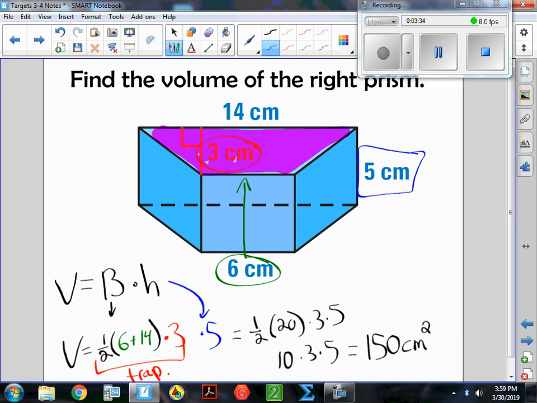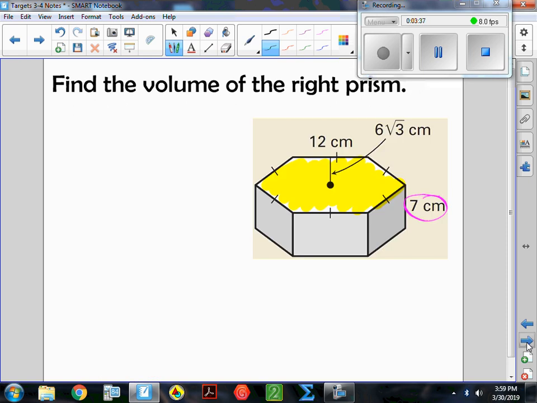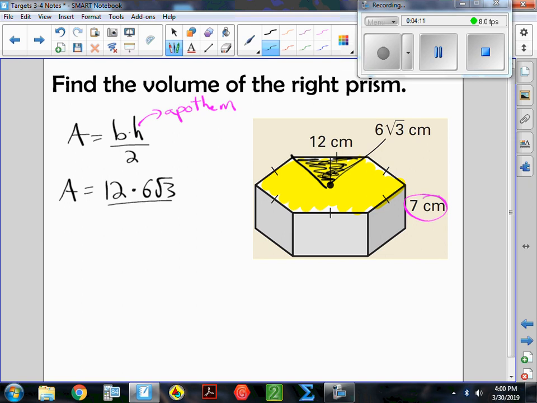Last one I'm going to show you is the volume of a right prism with a hexagon base. Just want to remind you that when you do a regular polygon, you split your regular polygon up into triangles, and then you find the area of that entire triangle. Okay, so the area of a triangle is base times height divided by 2. The height is the apothem that we learned about in the last unit. And so the area of that triangle is going to be the base of the triangle, which is 12, times the height of the triangle, which is 6 root 3, divided by 2.